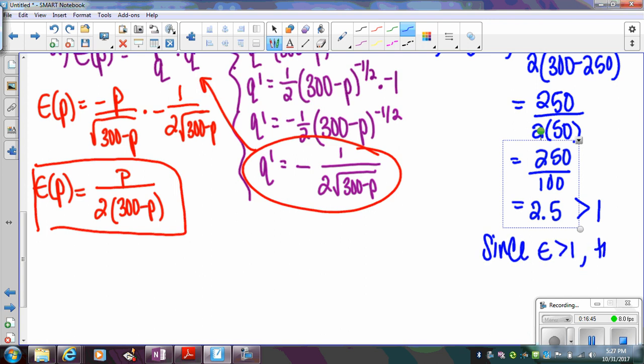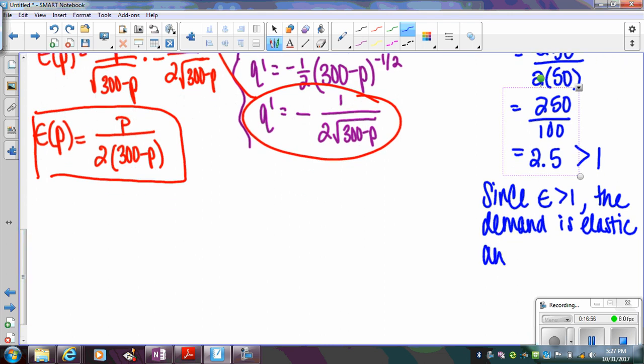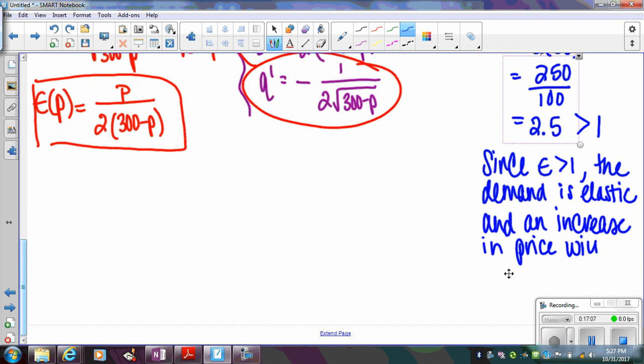So since epsilon is greater than 1, the demand is elastic and an increase in price will cause revenue to decrease, or vice versa. So there are all of the different scenarios.